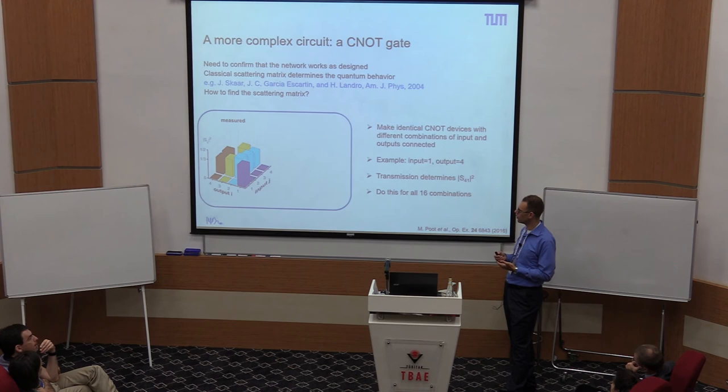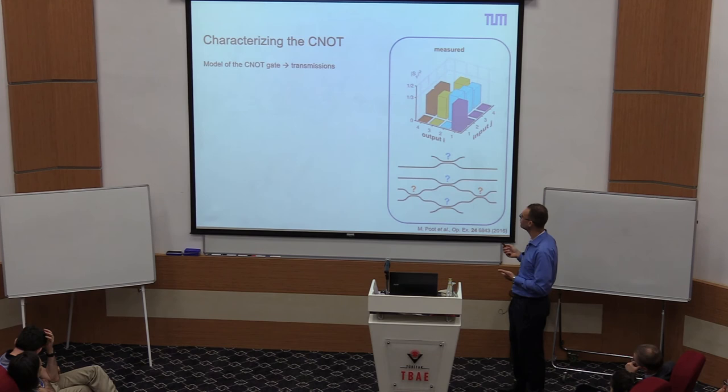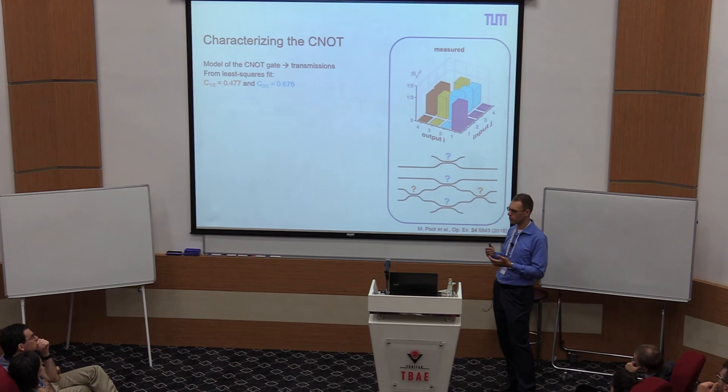So what is it supposed to look like? Well, the ideal case would be something like this. And you can see it looks very similar. So can we quantify that? Is this now good or is it bad? Well, for that, we can actually fit a model of our circuit to the experimental data. And from that, we get values for the two beam splitters that are actually very, very close, just a few percent off from what you would expect.